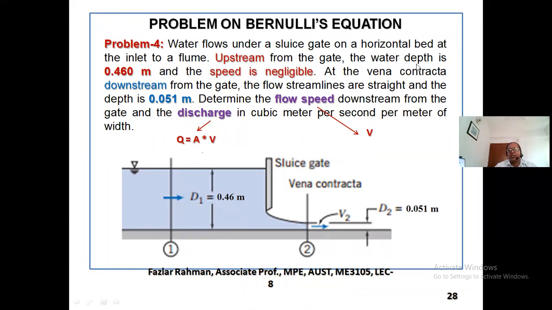Upstream from the gate, water depth is 0.46 meter. That means at this gate, the depth of water is this much. And this depth is constantly maintained because water is coming through this side. If the gate is closed, then what will happen? The water height will gradually increase. But if you release the gate, normally we maintain a constant height.